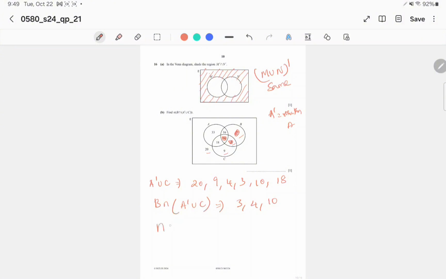But they are asking one more thing. It is the number of elements in B intersection A complement union C. So it is 3 plus 4 plus 10. So it is 17. Okay, next question.